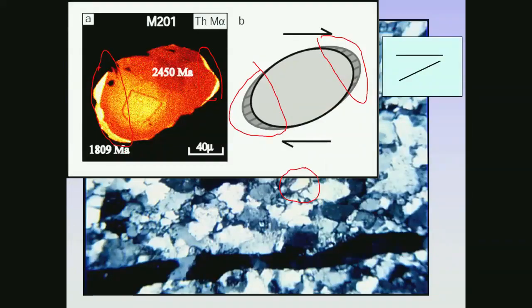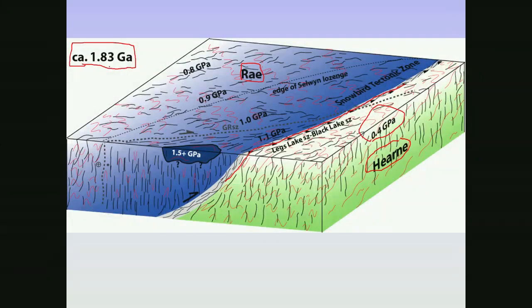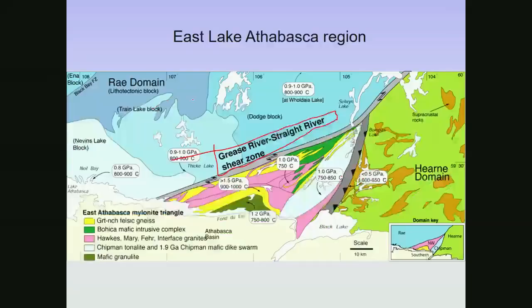And what they found was that those reprecipitation domains are somewhat younger in age than those found for the Legs Lake Shear Zone, in that it was around 1809 Ma versus the 1830 Ma for the Legs Lake Shear Zone.